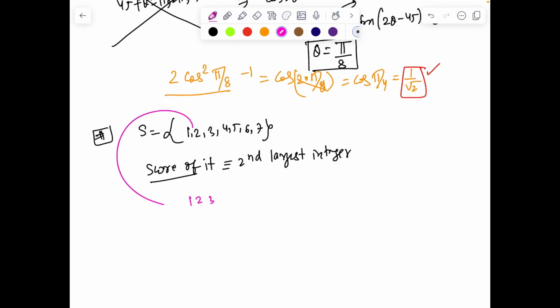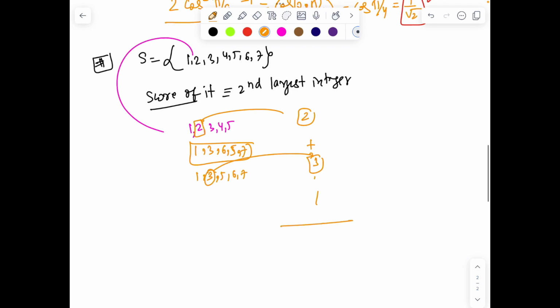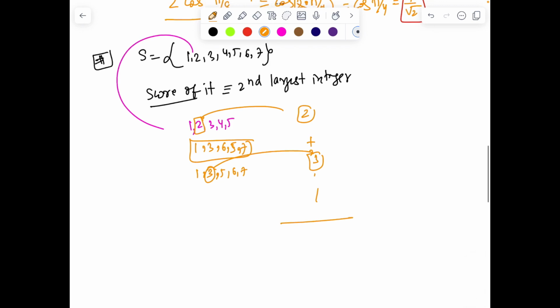For example, suppose out of this, if I choose 5 integers like 1, 2, 3, 4, 5, if this is my selection, the second largest is 2. Similarly, let's say if someone selects 1, 3, 6, 5, and 7. So of course, if I keep it in ascending order 1, 3, 5, 6, 7, the second largest is 3. So like this, every time you select, you have to add all of them and give the answer, right?